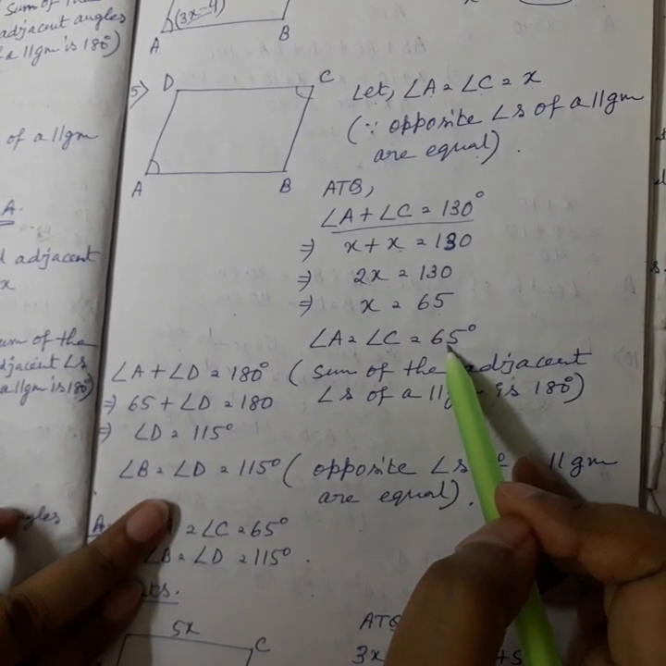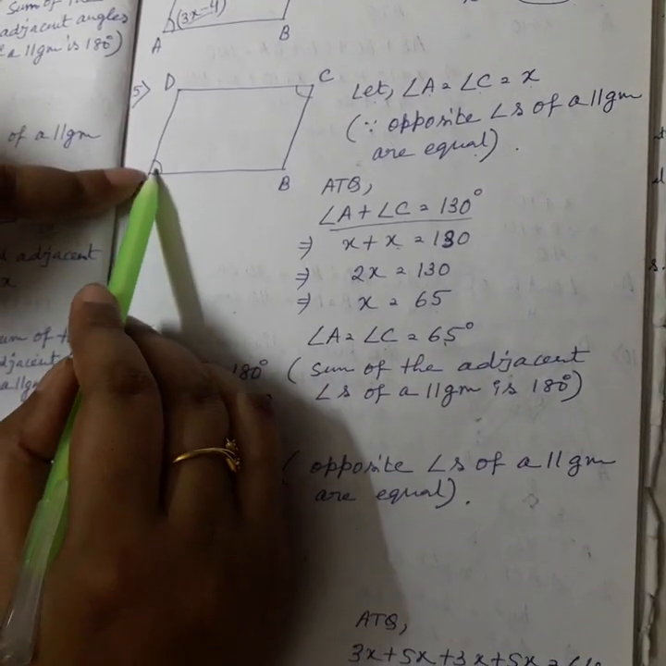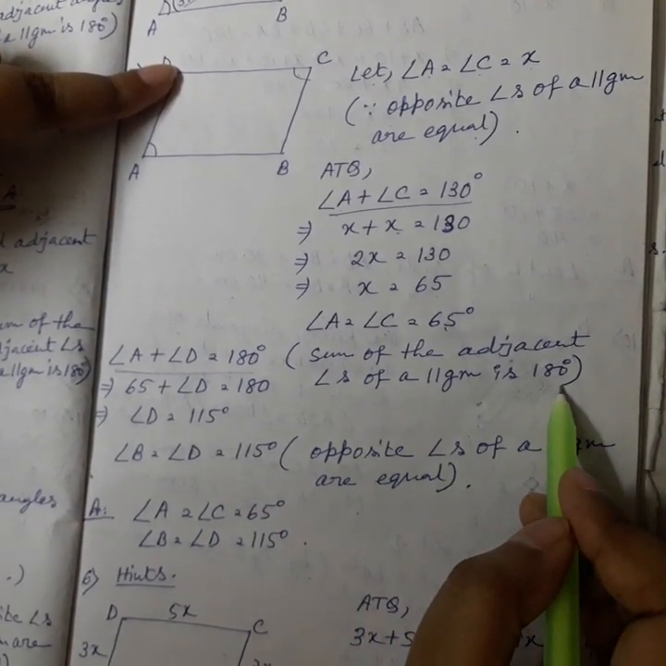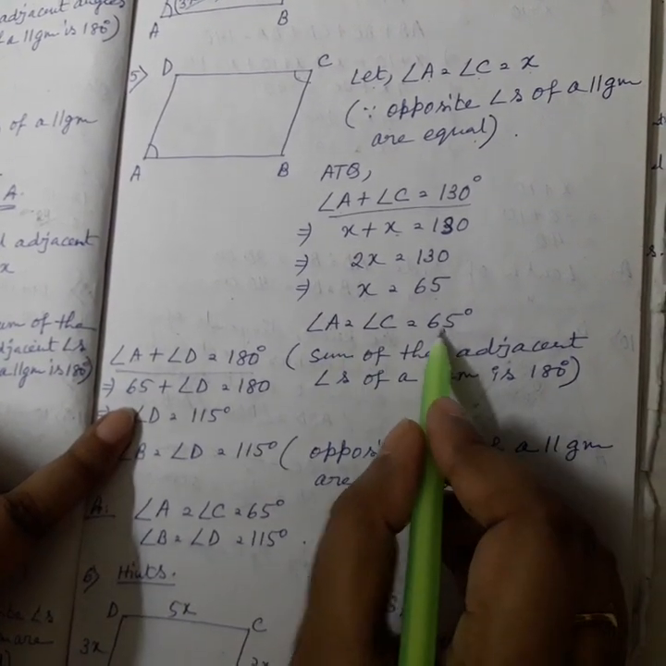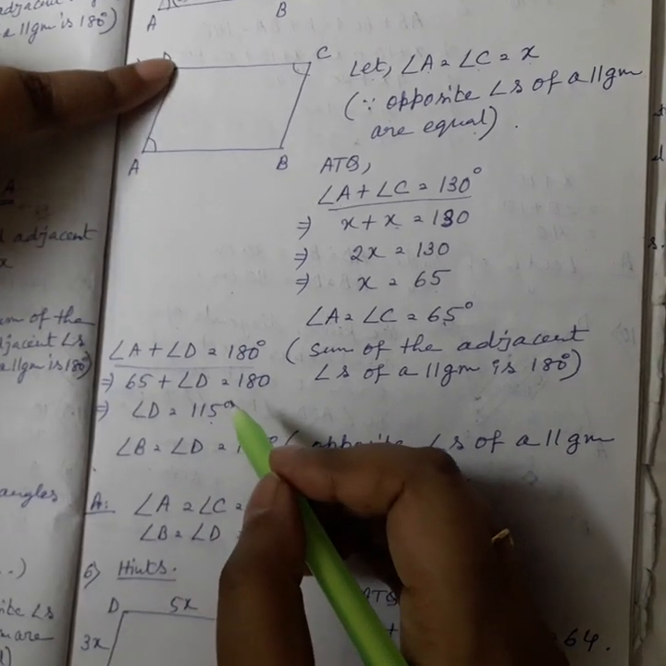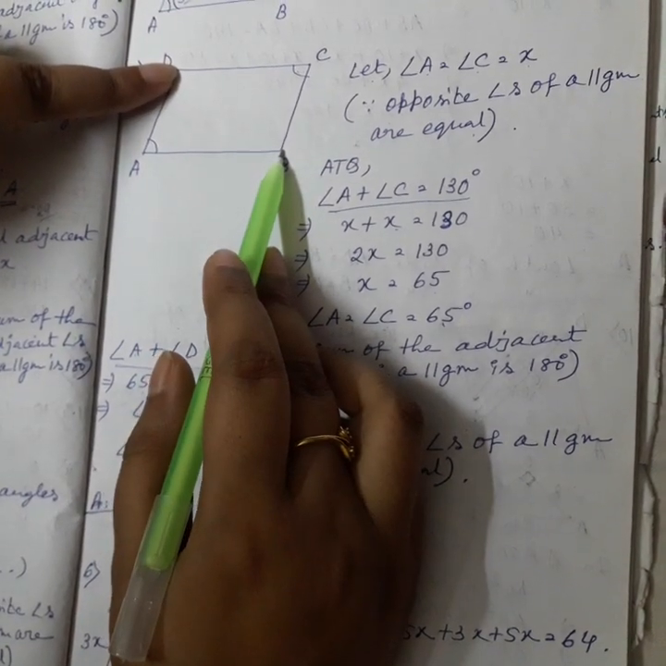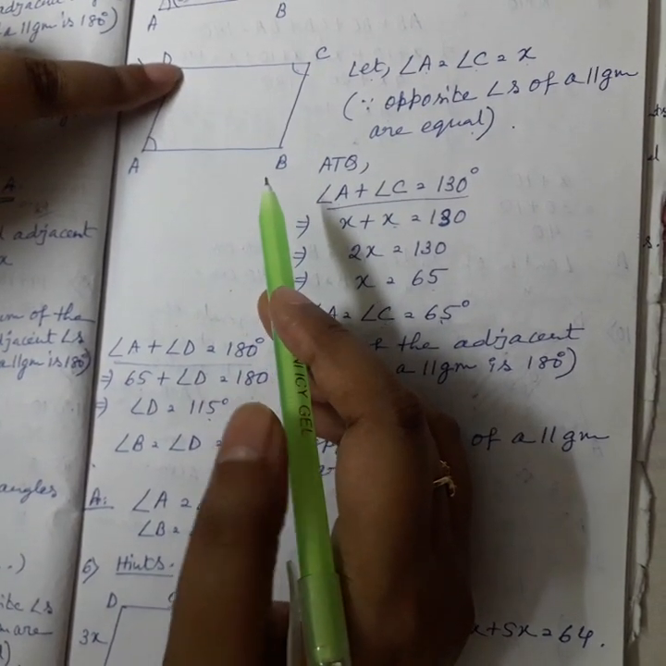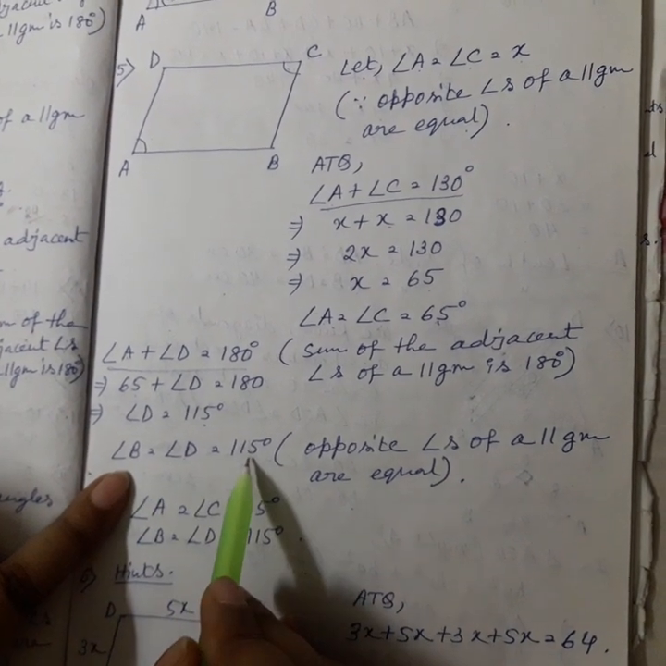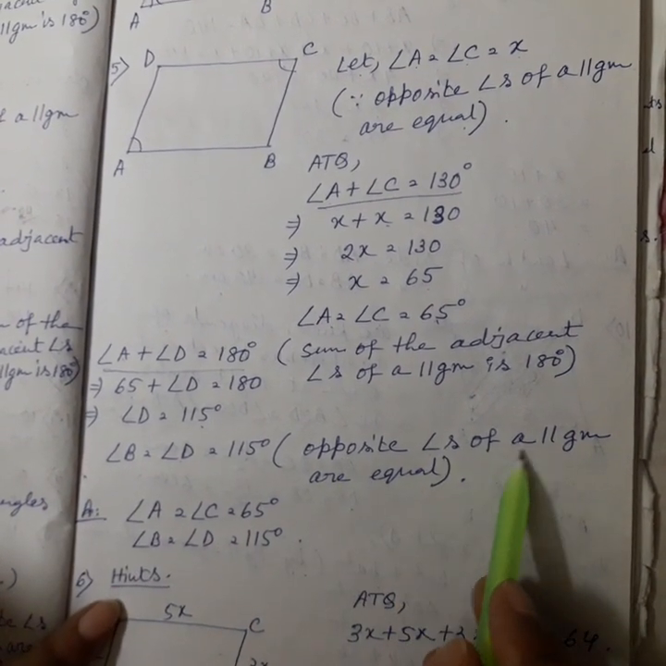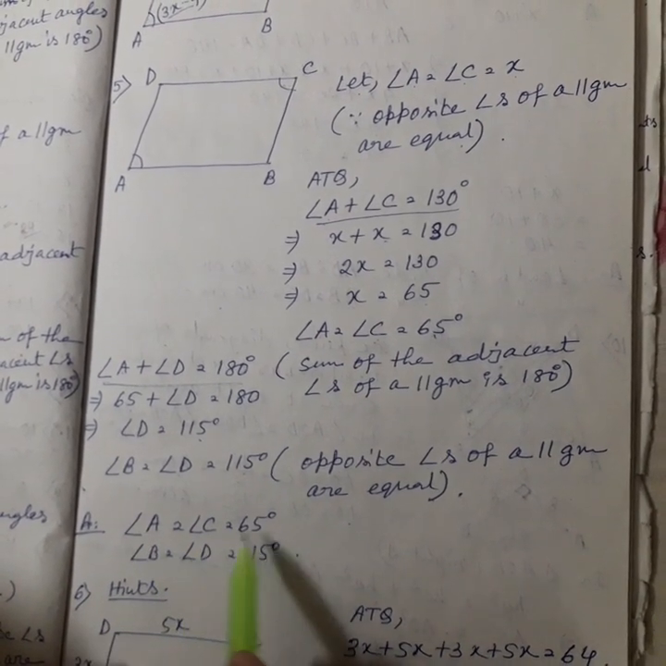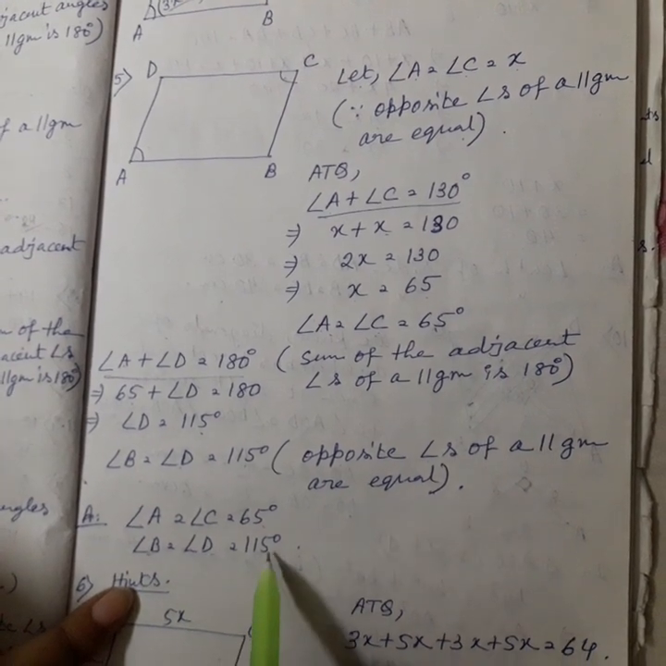Now we will find the other angle. So here we can write angle A plus angle D equals 180 degrees because the sum of the adjacent angles of a parallelogram is 180 degrees. Angle A we have got 65, just we have put it. So angle D comes to 115. And angle D and angle B are opposite angles. That means if angle D is 115, angle B is also 115. So angle B equals angle D equals 115 degrees because opposite angles of a parallelogram are equal. So in this way all the angles we will get: angle A and angle C 65 degrees, angle B and angle D 115 degrees.